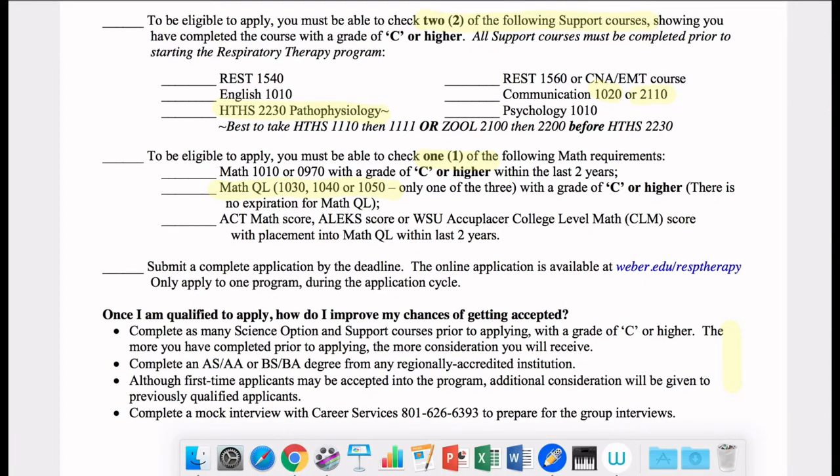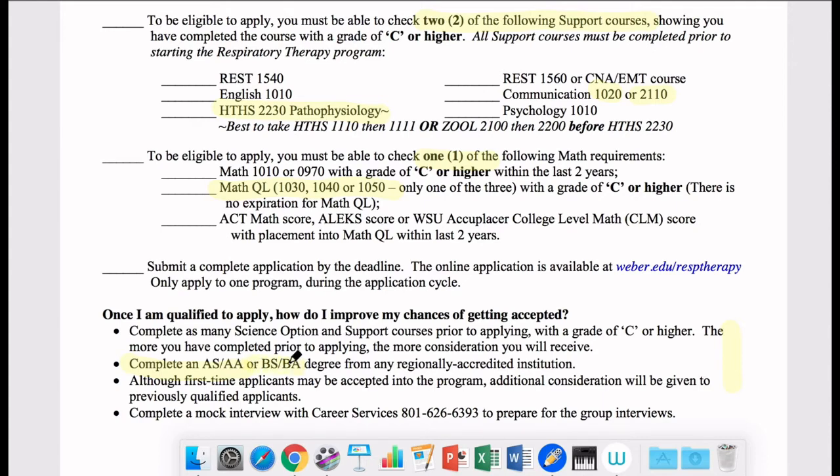Now that we've talked about what you need to apply and be qualified, let's look at what you need to do to be competitive. So the more you have done, the more consideration you get. If you complete an associate's degree, and that could be the AS in General Studies gets you some consideration, the AS in Health Science would get you a little bit more consideration, or if you already have a bachelor's degree, you get consideration for that.